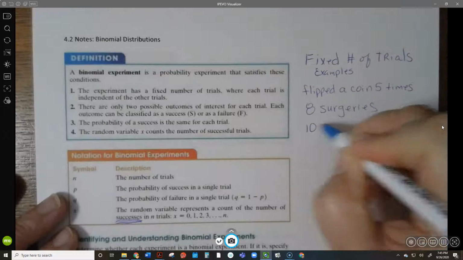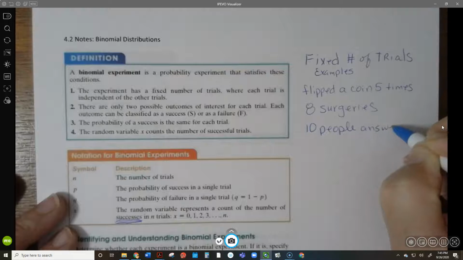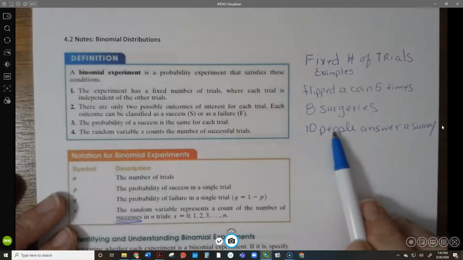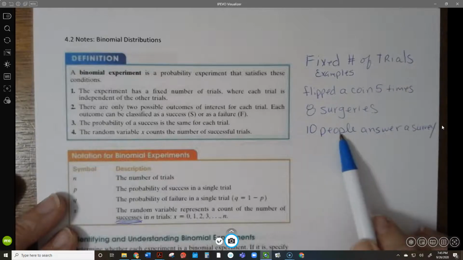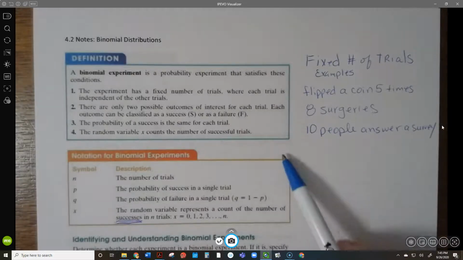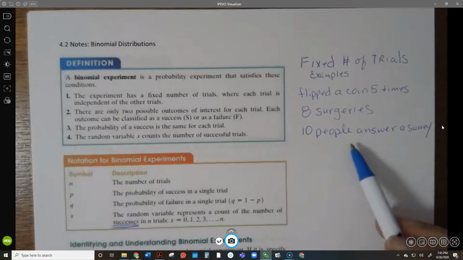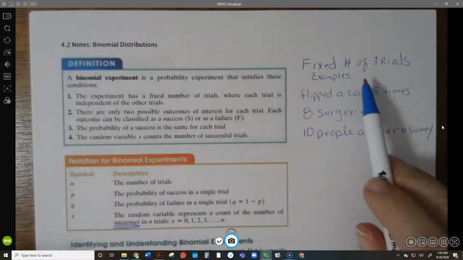You could have 10 people answer a survey. Each person is considered a trial. You only had a fixed number of people. It's not open, it's not continuing, you're not still gathering your data. There were 10 people that answered the survey. So those are all examples of having a fixed number of trials.